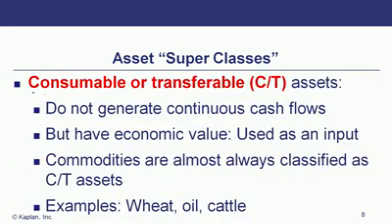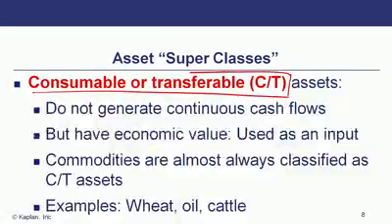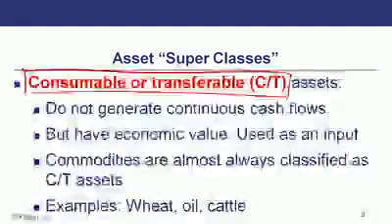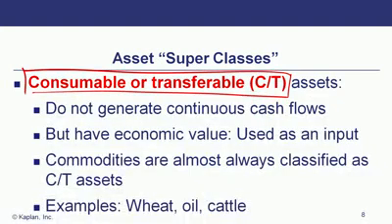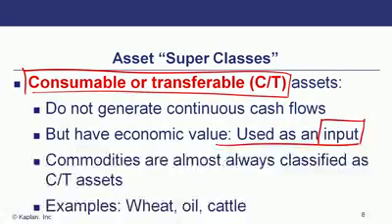Then we also have this third category, and this is the one we're really worried about for this reading. That is CT assets, consumable or transferable assets. They don't generate cash flows generally. They have economic value because they are an input. Wheat is an input. Nobody eats wheat. They eat flour, or something that comes out of it.